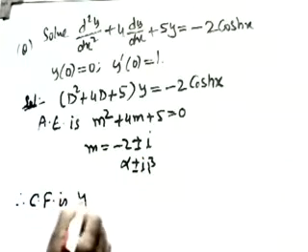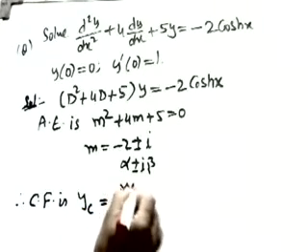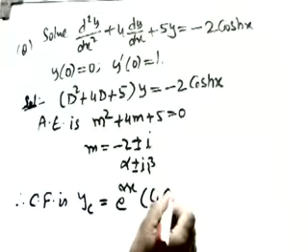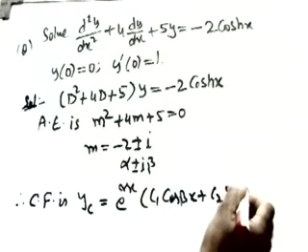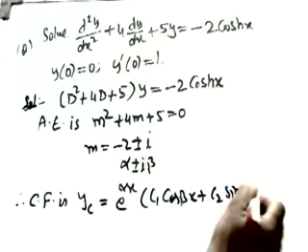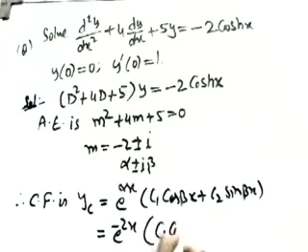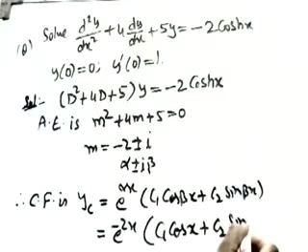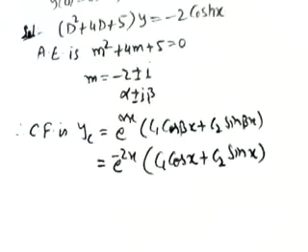Therefore complementary function is, for imaginary roots we have the formula e power alpha x into c1 cos beta x plus c2 sin beta x. Now what is the value of alpha here? Minus 2. Substitute minus 2 here. e power minus 2x, c1 cos beta is 1, so x, plus c2 sin x. So now we got the complementary function.